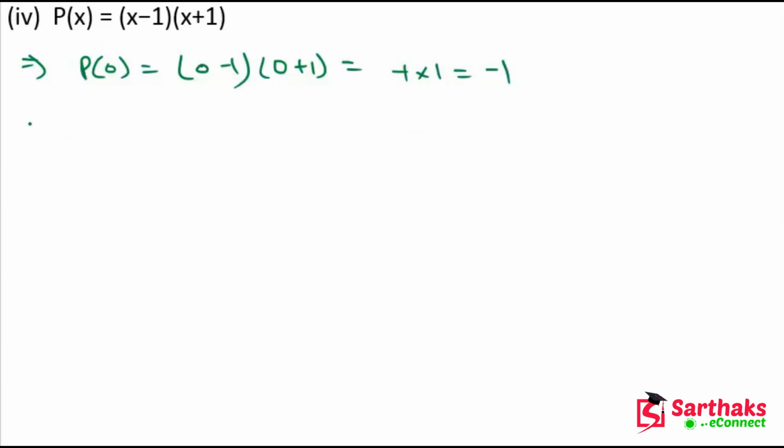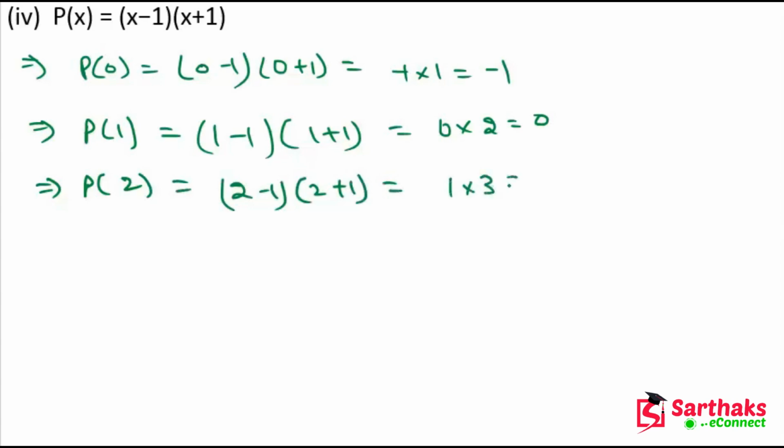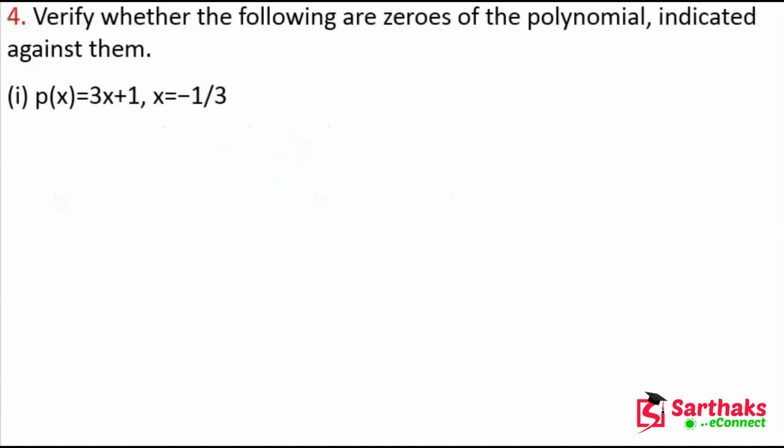Okay, so now p of 1 is what? 1 minus 1 into 1 plus 1, which is equals to 0 into 2. So this will be 0. And we have p of 2, which is equals to 2 minus 1 into 2 plus 1. So we get 1 into 3. So this is equals to 3. So these are the answers of this question. Okay, my dear friends, I hope you understand these things. So now let's move on.